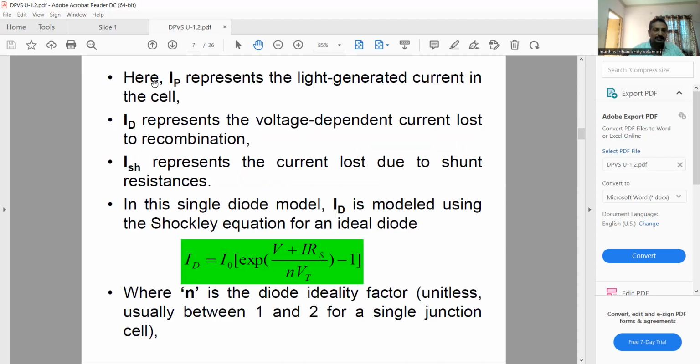And we'll come back here. IP represents the light generated current in the solar cell. ID represents the voltage dependent current. ISH represents the current loss due to the shunt resistance. Let me go for the ID model. You know the formula for ID. This is the diode current already learned in electronic devices: I naught into exponential of V plus I into RS. How can you say V plus IRS? Let me go back.